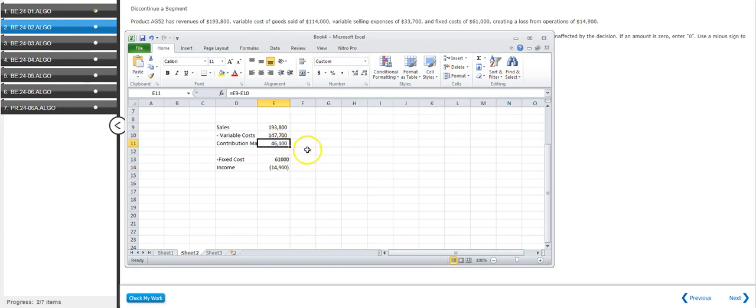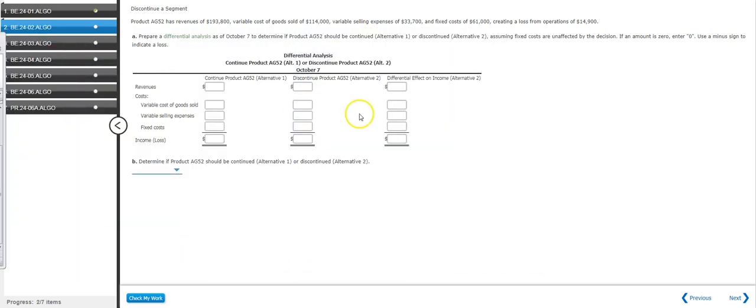But our answer to this question is we don't want to discontinue it. So we don't want to discontinue it if the contribution margin is positive. In this case, the contribution margin, which is sales minus variable cost, is positive. So we don't want to shut it down. The difference, this really is our answer right here. We didn't need the last step except to tie it back to the income statement.